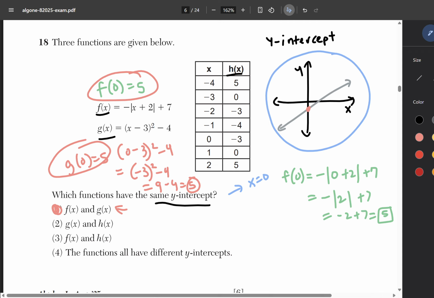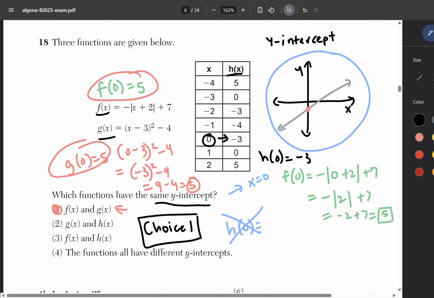So h of x, h of 0 is equal to, we don't have an expression, so we actually cannot use the old technique. However, this is a lot easier because I'm just going to find where x is equal to 0, which is here. And we find that h of x correspondingly is equal to negative 3. So h of 0 is equal to negative 3, which is not the 5 we got for f of 0 and g of 0. So that further confirms that choice 1 is the correct answer. Cool.